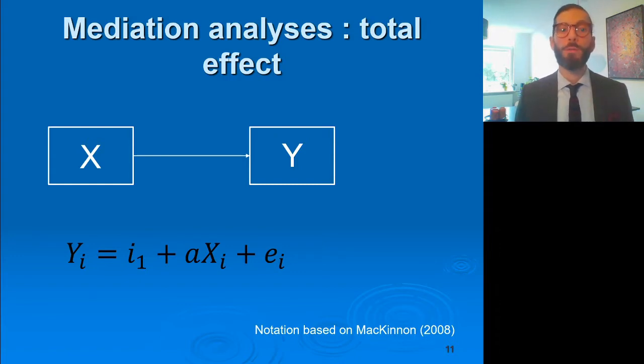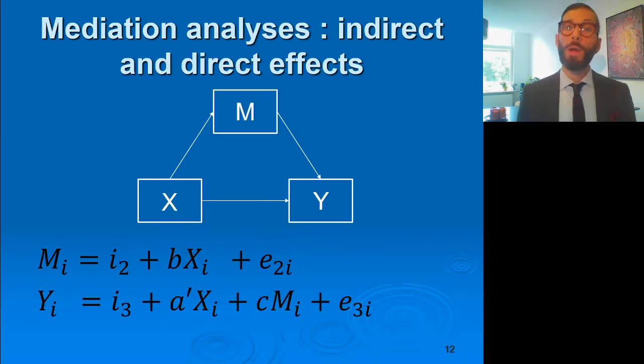We can represent this box diagram as a formula for a regression equation, where we can say that individual values on the variable Y sub i are equal to some intercept i sub 1. Note that we're using different letters in these examples than in previous weeks, but the letters are really trivial. So there's an intercept plus an effect a for the variable X plus residual prediction error epsilon. So the total effect of X on Y is known as a. So now let's look at the complete mediation model.